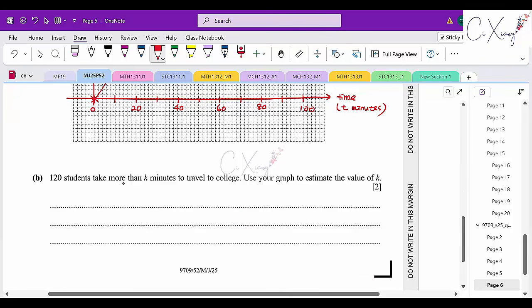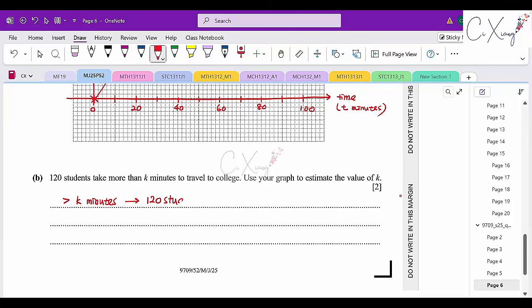120 students take more than k minutes to travel to the college. Use your graph to estimate the value of the k. Okay, so if let's say we're having more than k minutes, there are 120 students. But for our cumulative frequency curve, right, we're not able to estimate something that's more than. We're always able to estimate something that's less than k minutes. So if let's say the more than k minutes is 120 students, before you can estimate the value of k, we have to change it to less than first.